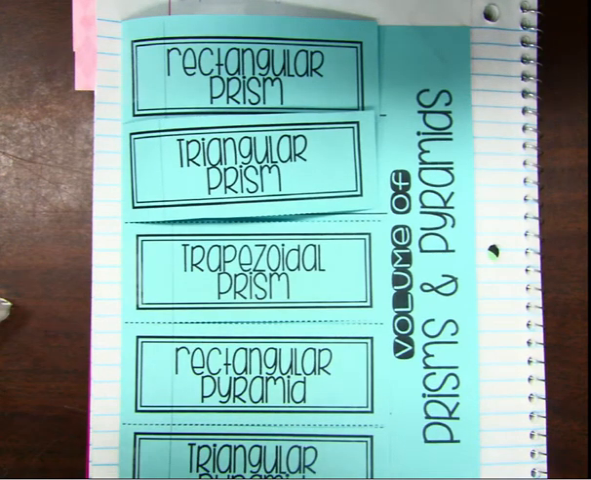For our video today, we're going to take a look at volume of both prisms and pyramids. We're going to start by taking a look at prisms, and I want to make sure that we understand what a prism is.